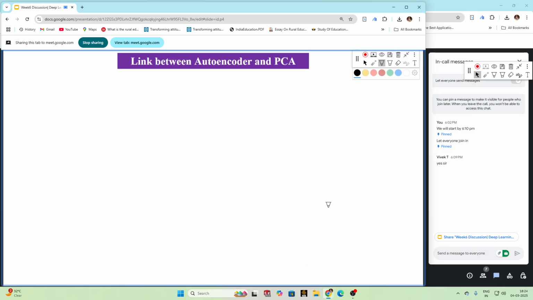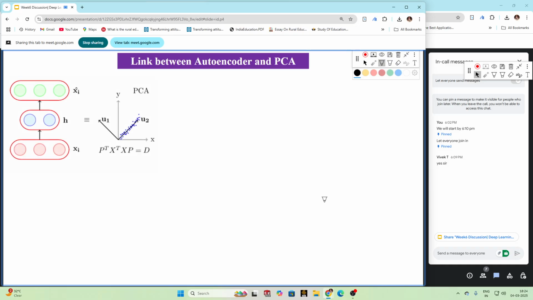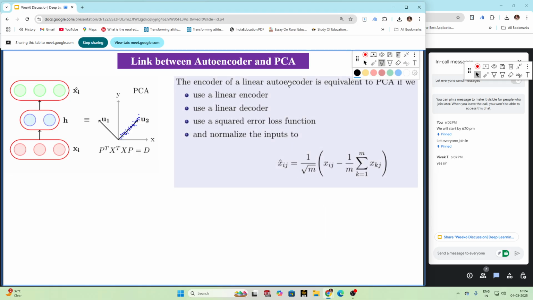Let's move on to the next thing, that is the link between autoencoder and PCA. In the previous class we discussed principal component analysis. Now we will see how PCA can be compared with an autoencoder. The encoder of a linear autoencoder is equivalent to PCA if we have the following four conditions. First, we use a linear encoder, that is, the function that we are using in the encoding layer is a linear function. Second, we use a linear decoder, that is, the activation function we are using in the decoding layer is again a linear function.